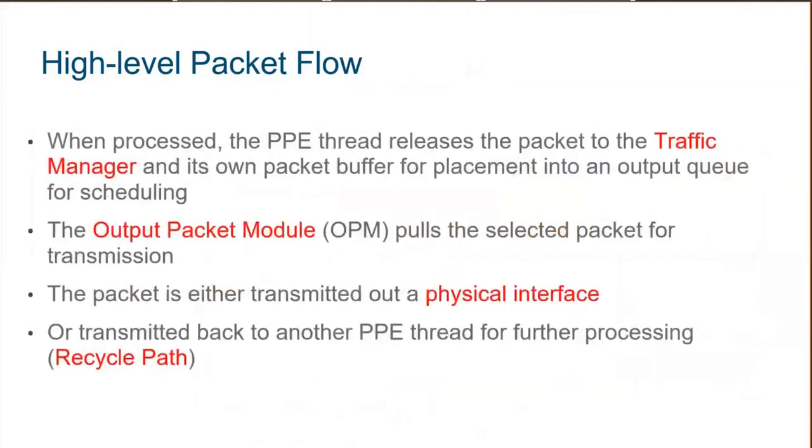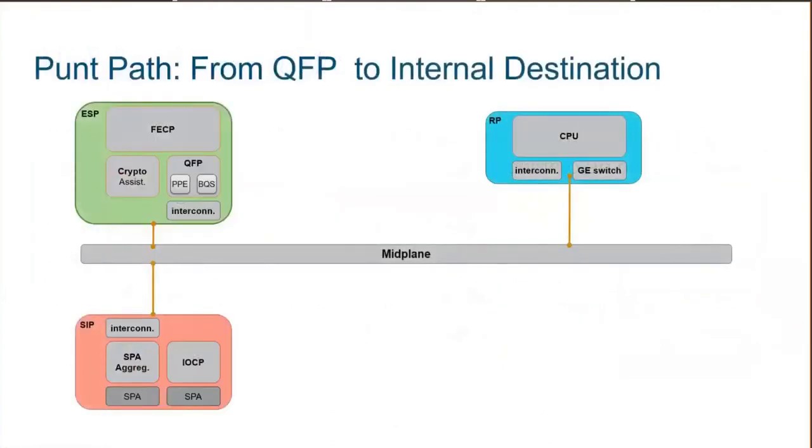Once the packet is processed, it will be released. The packet is released to the traffic manager, and it will have its own packet buffer for placement of the packet into a required output queue for scheduling. From there, BQS will handle the scheduling functionality, and the packet is either transmitted out a physical interface or transmitted back to a PPE for further processing. For example, in case of IPsec packets. This is a high-level packet flow.